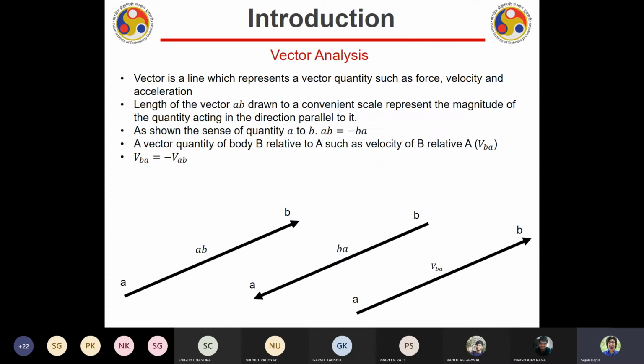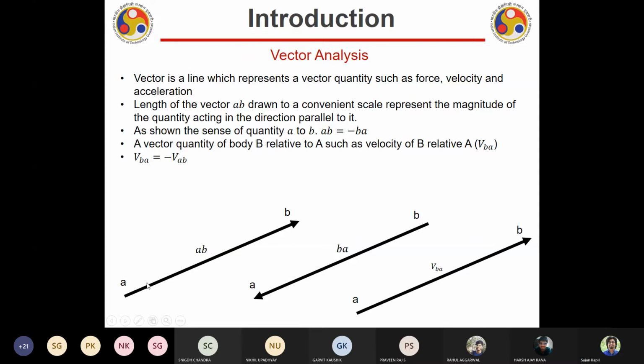Fine. So basically, just very briefly, I'll tell you, however I know you already know this. What is vector analysis? A vector is a line which represents a vector quantity such as force, velocity, and acceleration, because these are the consideration for the scope of our course, like the velocity and acceleration analysis. A length of vector AB drawn to a convenient scale represents the magnitude of the quantity acting in the direction parallel to it. We know that. As shown, the sense of the quantity A to B can be written as AB, which is also equal to minus BA.